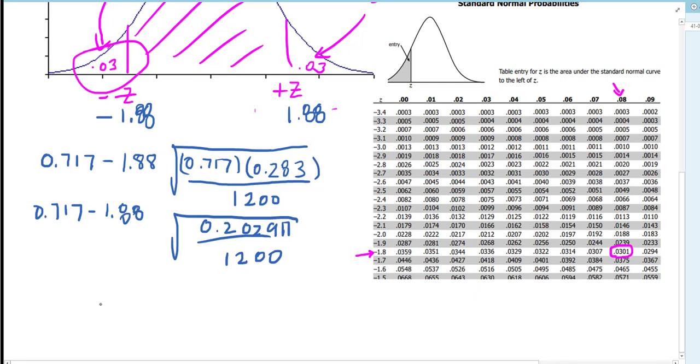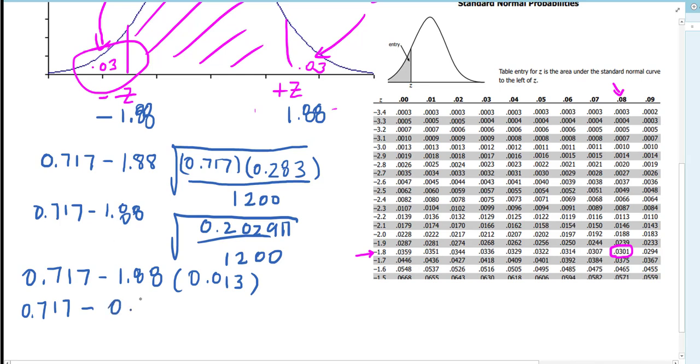So I bring this down, minus 1.88 times the square root of 0.202911 divided by the 1200, and I get this value, 0.013. The reason we like to do that in steps is that's the standard deviation, what's in parentheses. If I do one more step and multiply 1.88 times that value, I get 0.02444 and a bunch of stuff. This is the margin of error.